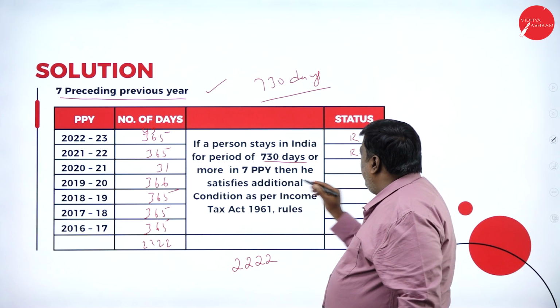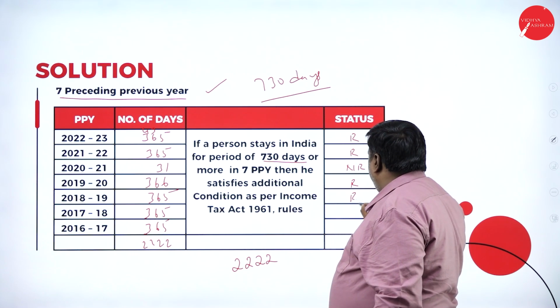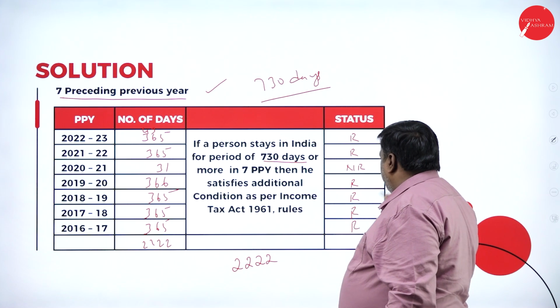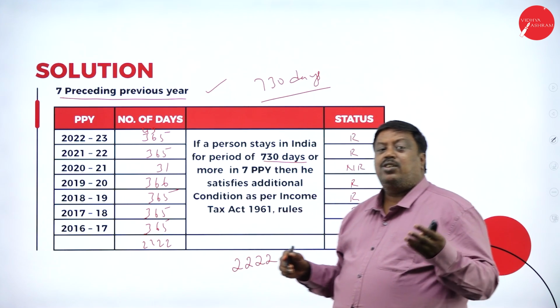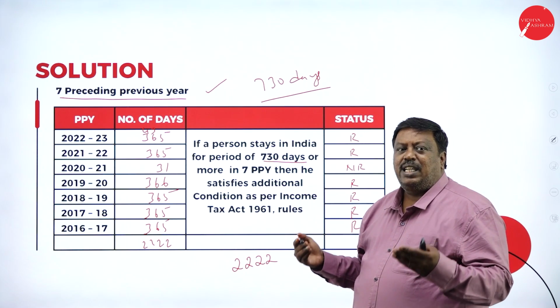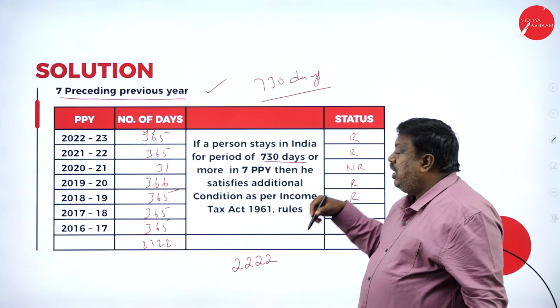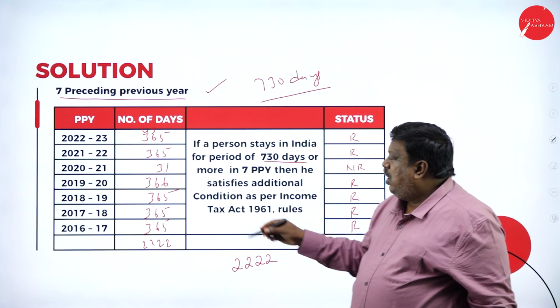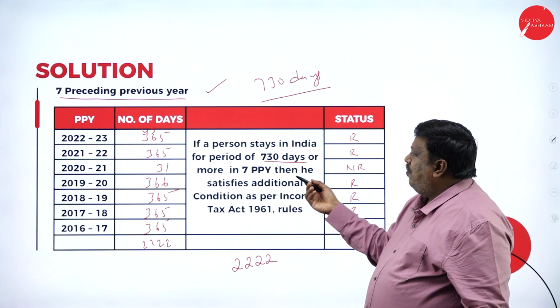In 2020-21, my status was non-resident. How did we get resident here? If I'm there for 182 days or more during the previous year, I've satisfied my first basic condition, so they're going to call me a resident. If I couldn't satisfy both basic conditions, automatically they're going to call me a non-resident. Now, the first one is over.